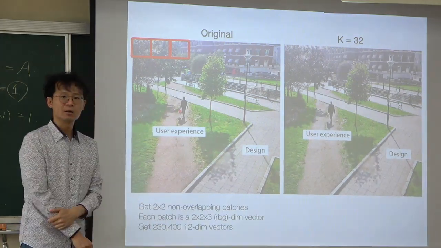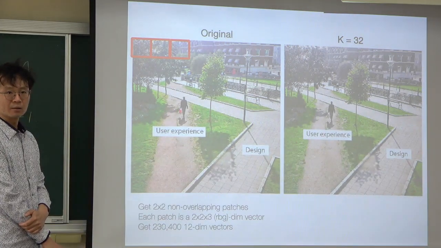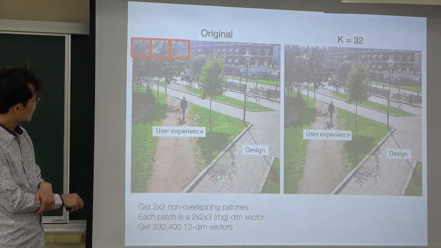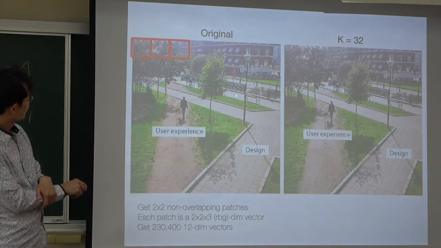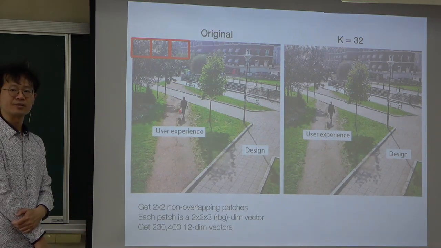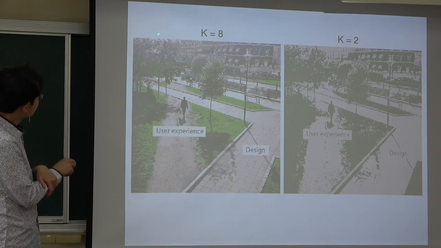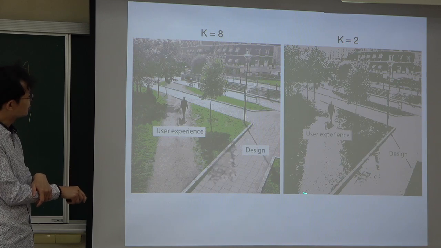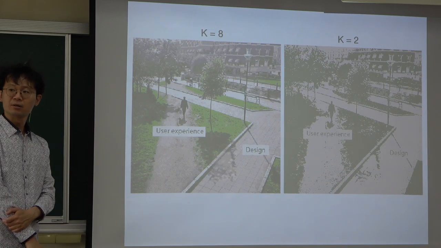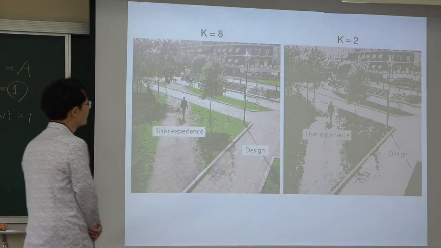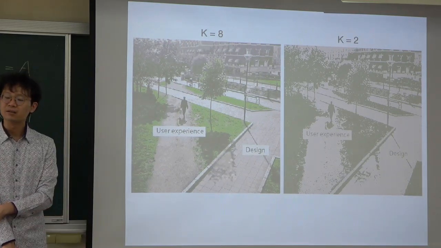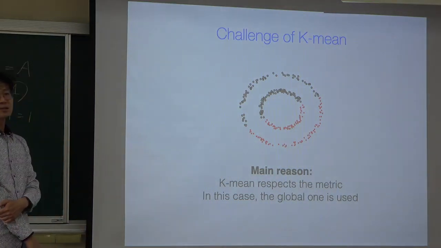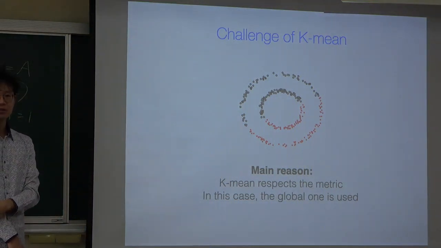And this is the result when k is 32. So technically, you get a lot of compression, but if you pay attention, you see most information and details are preserved. And even if you take k is 8 or k is 2, you see quite a lot of information is still preserved. So that is one application of the k-means idea in image compression. But as I mentioned, it is not everything, it has limitations.